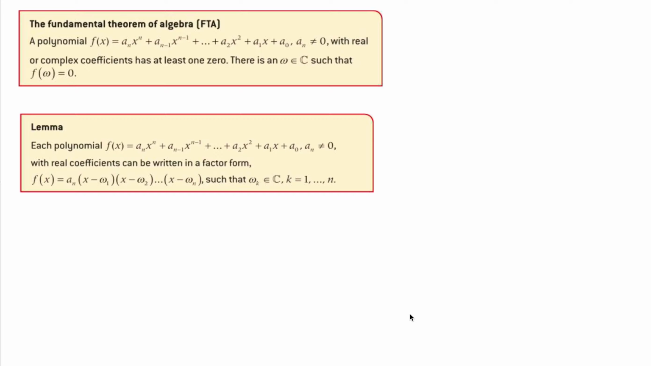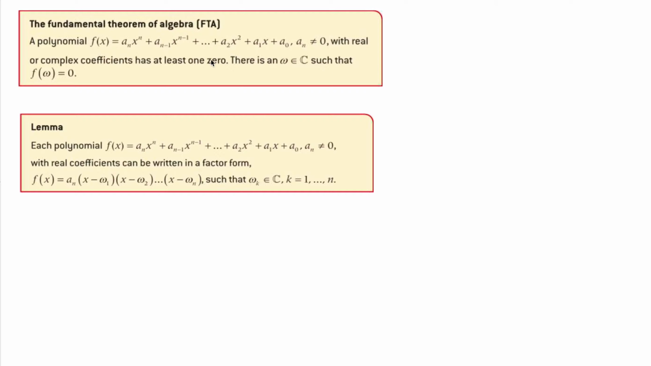So the fundamental theorem of algebra, it's a lot of jargon here, but just to explain what it means, it tells you that every polynomial, whether it has real or complex coefficients, has at least one zero. It means that if there's a number that you substitute here, that would give you an answer equal to 0. So you at least have one zero. It means you at least have one factor in this.